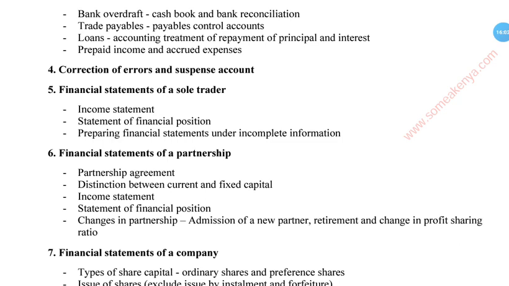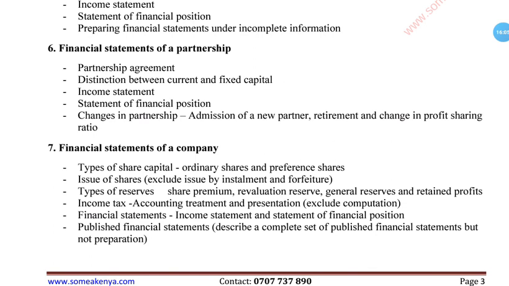The next topic will be financial statement of a company. Remember, a company is a legal entity, separate and distinct from the members. So we shall have the types of share capital, because for you to be a member of a company you need to buy shares, and therefore you become a shareholder. So you have two classes of shares, the ordinary shares and the preference shares, and therefore we shall have two types of capital, the ordinary share capital and the preference share capital. We shall have the issue of shares, excluding the issue by installment and forfeiture.